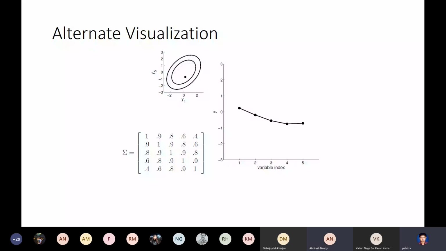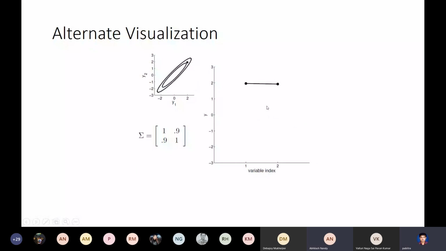Sir, sorry to interrupt, but the right side graph, once again, can you explain what that denotes? This graph, okay. The variable index. Yes, yes.